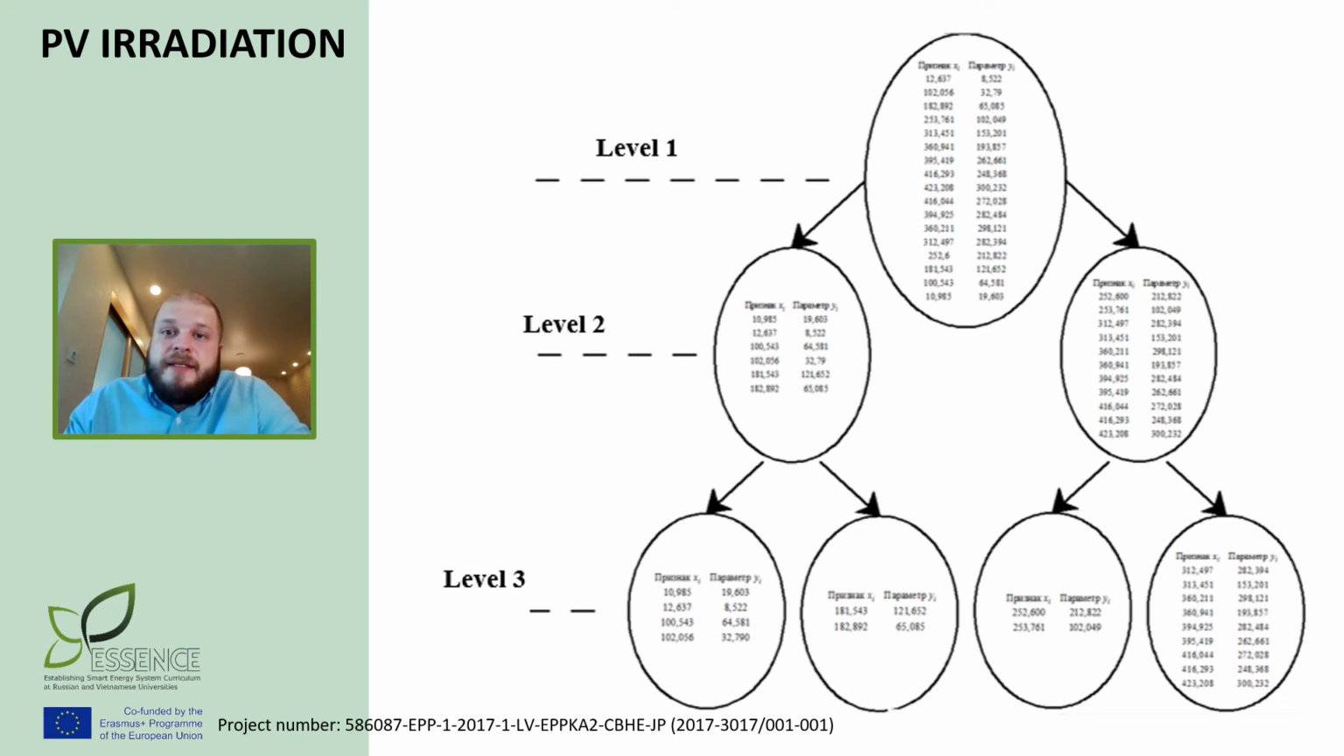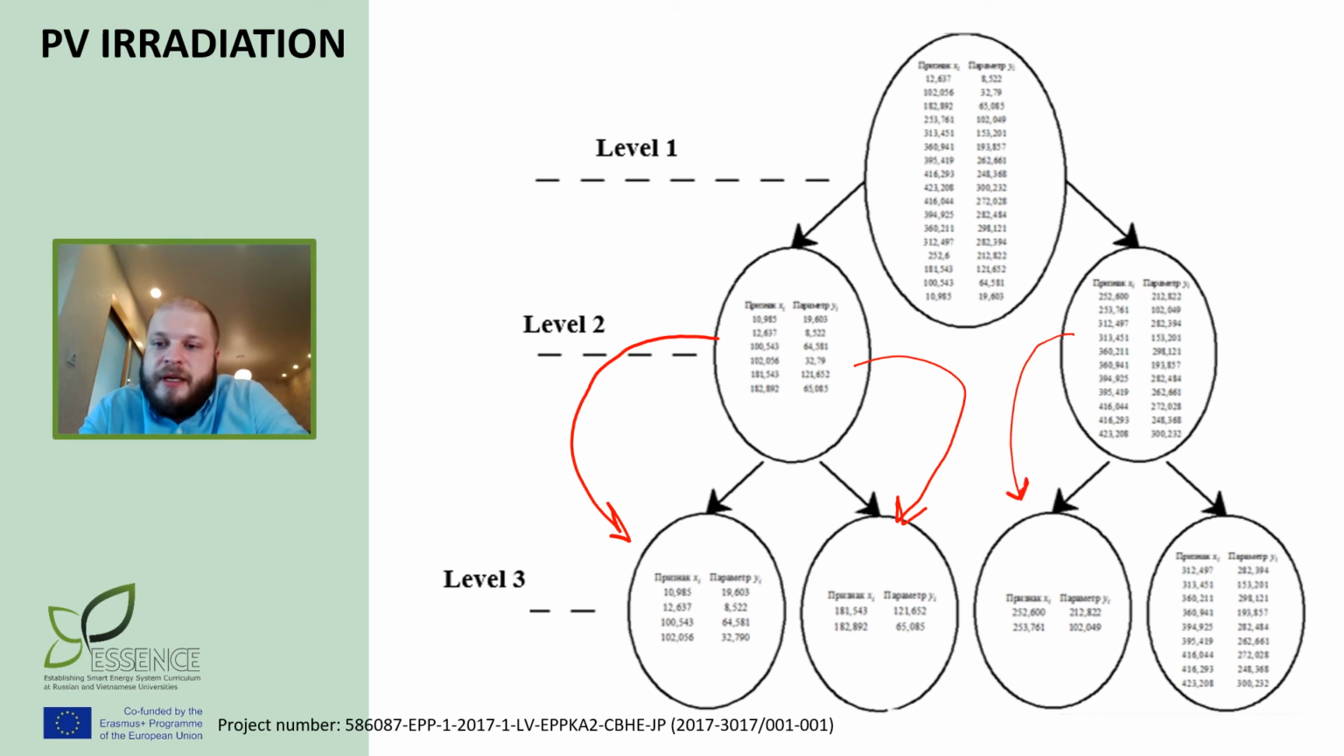Well, the resulting decision tree looks as follows. In this decision tree we have three values, and we have performed decomposition of the level 2 left part into a level 3 left part and a level 3 right part. The same was performed for the right part of the subsample as well.